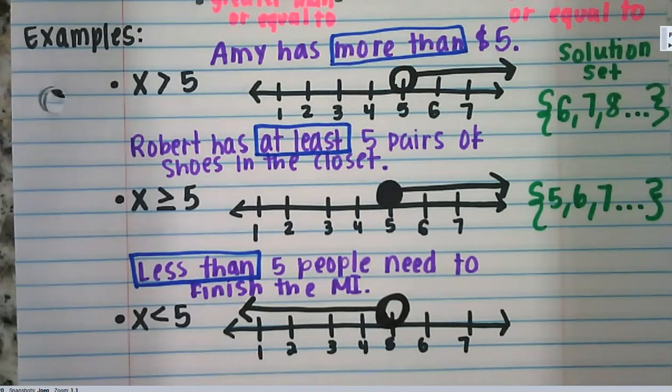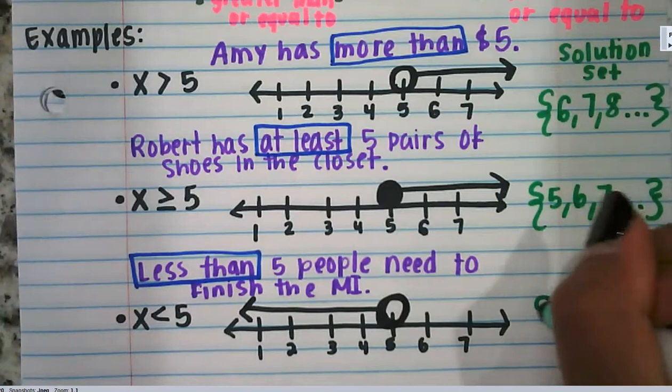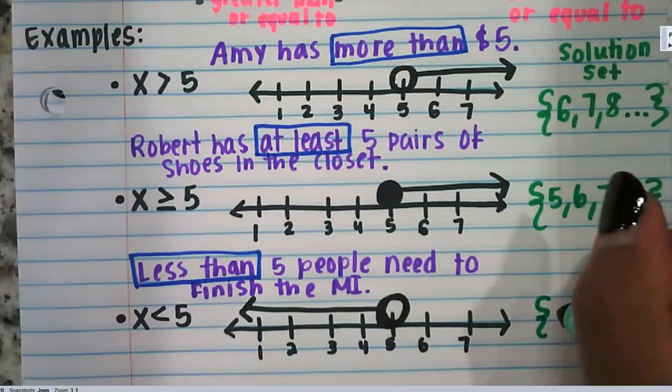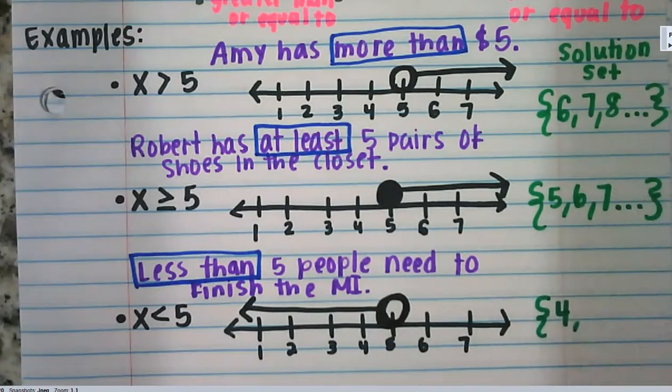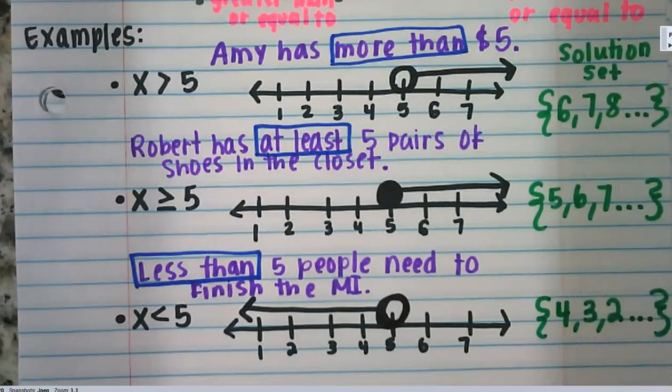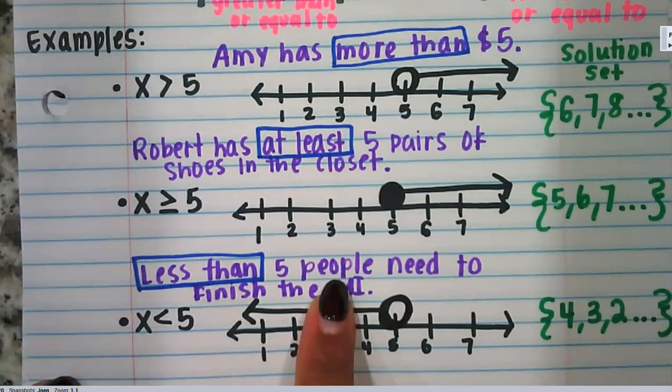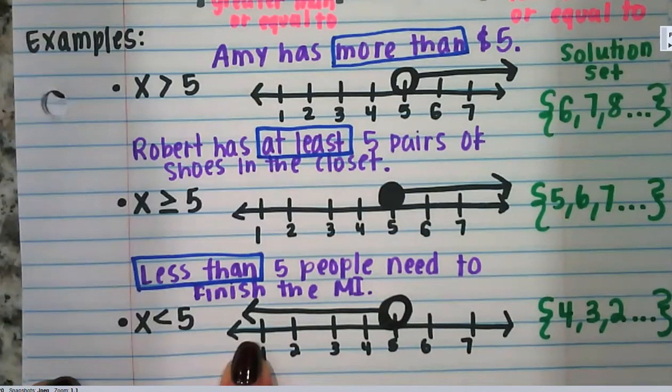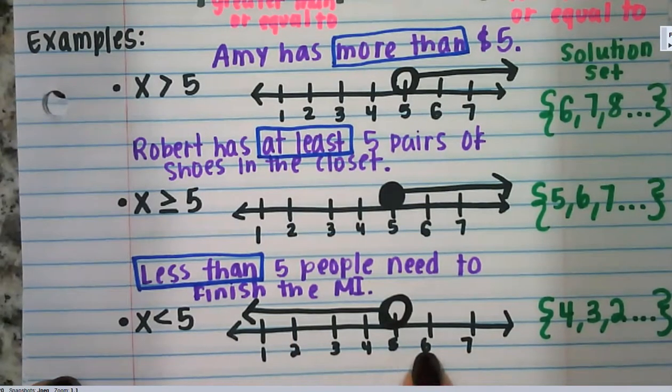So now, what values would be included in this solution set? Well, first off, 4 people is an option, 3 people is an option, 2 people, and so on. 1 or 0 at less than 5 people. So anything over here. Because 6 people need to finish? No, less than 5 people. So we couldn't be 6 people.